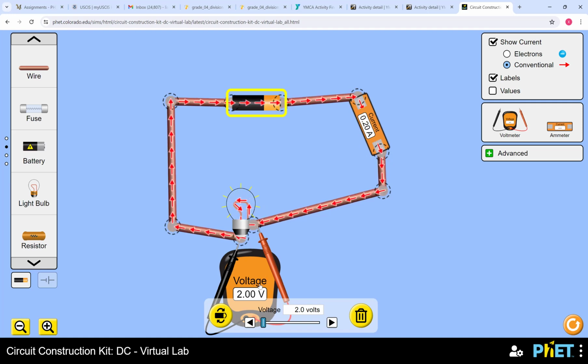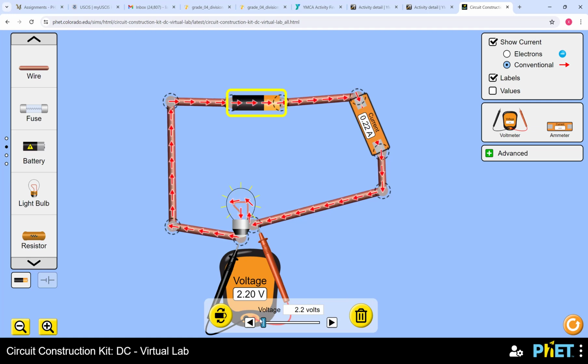So get the reading here from the voltmeter, get the reading from the ammeter, and record this. For now, you have to open your Excel spreadsheet and then record 2 and 0.2. And then you are going to increase your voltage, okay?